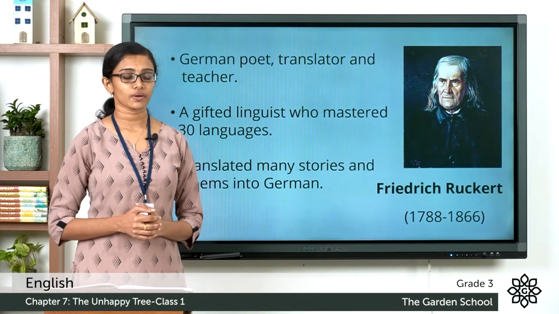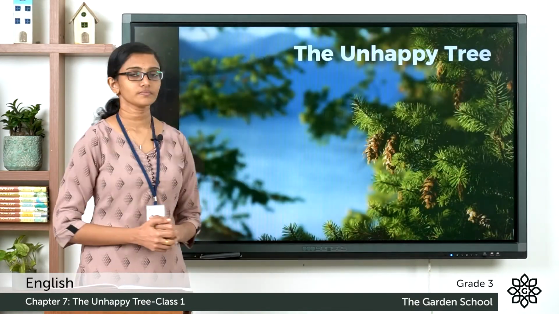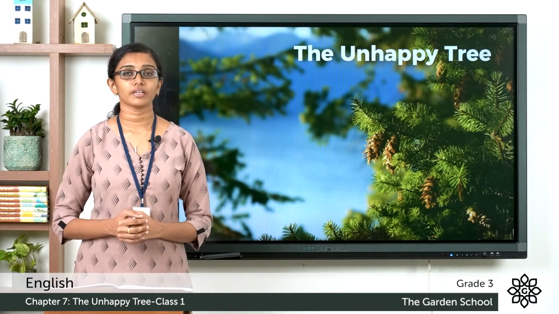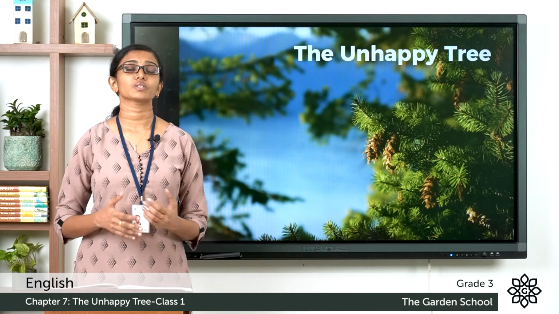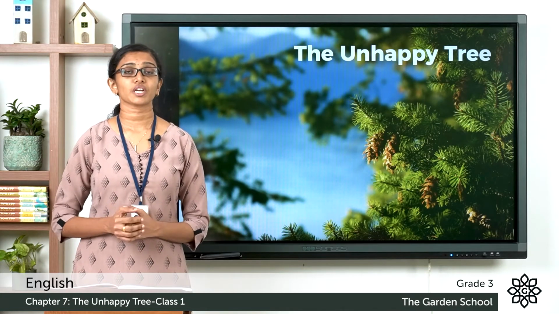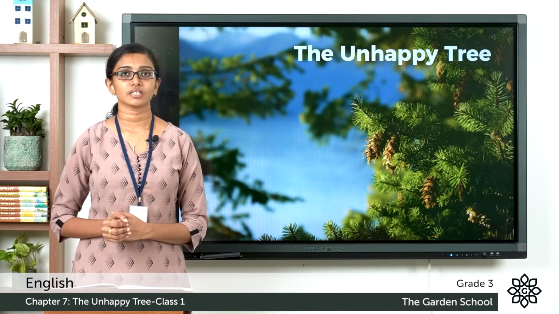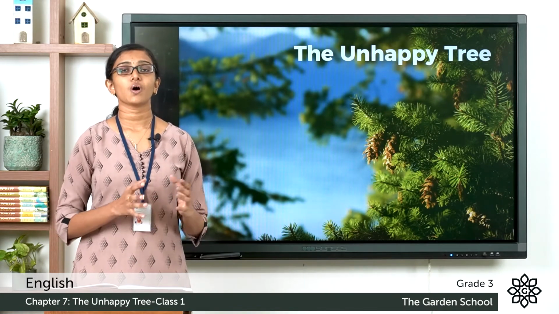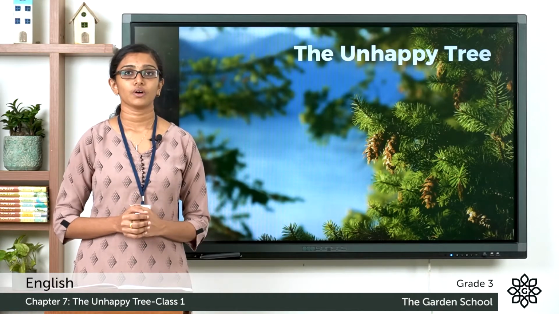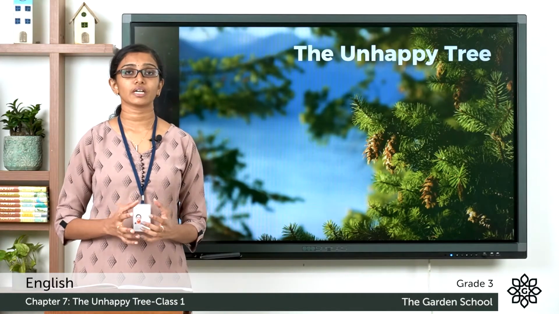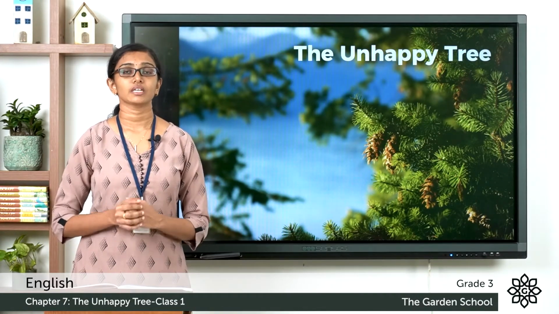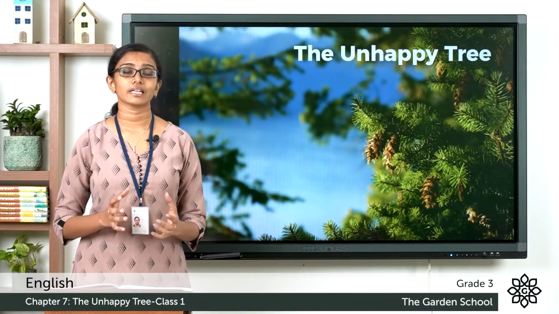Now, about the story, The Unhappy Tree. This story is about a fig tree who was very unhappy, or who was worried about, or who was ashamed about the way it looks. It was so ashamed of its needle-shaped leaves, and this tree was envious of all the other trees living around it. All the other trees were having different kinds of beautiful leaves, but this tree was having needle-shaped leaves which did not look like leaves at all.